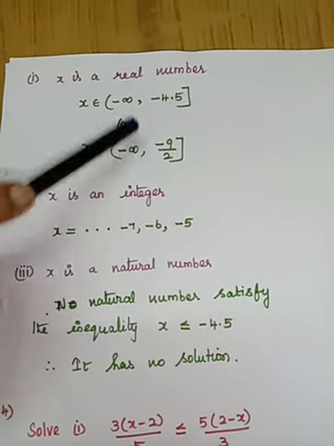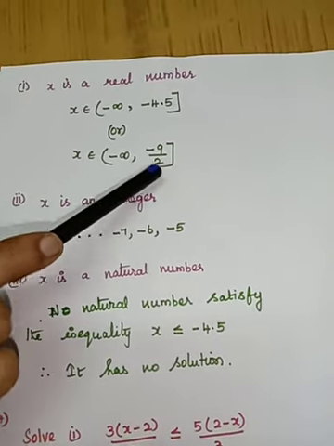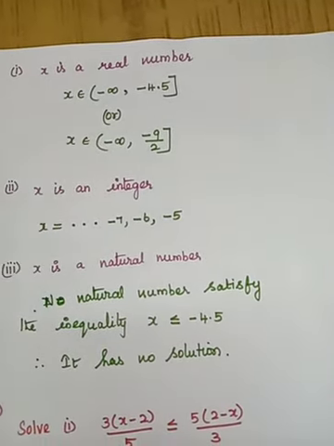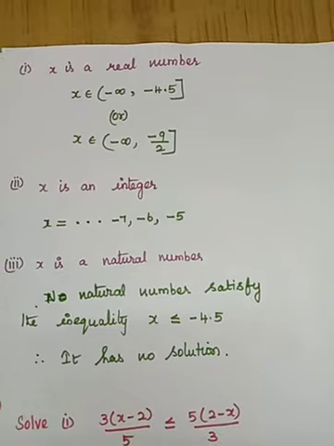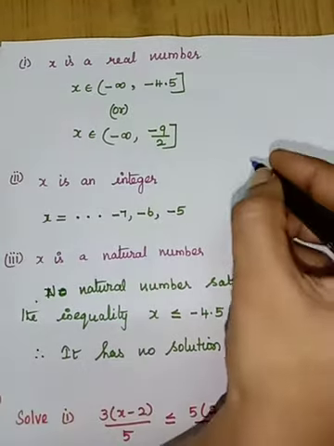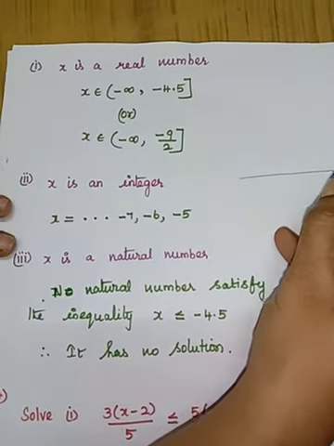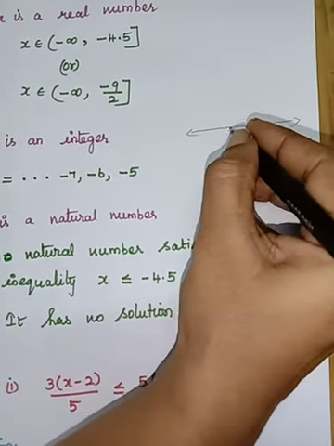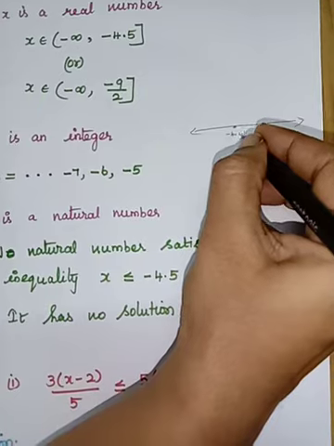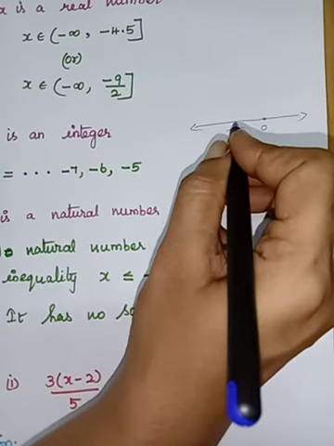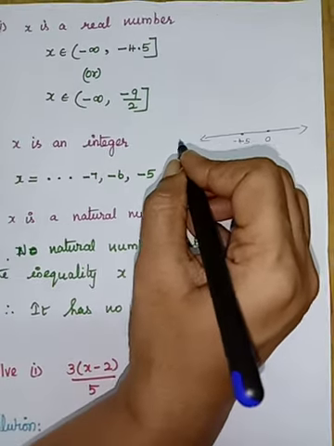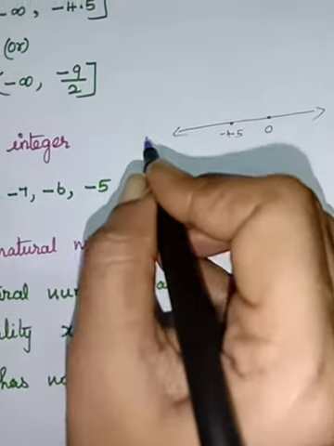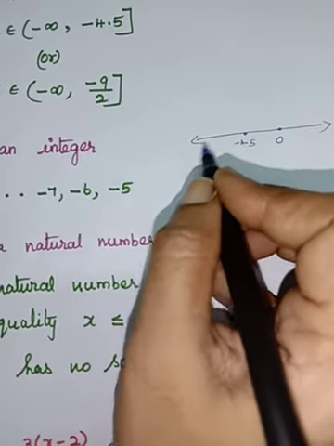This minus 4.5 I can write as minus 9 by 2. In both ways we can represent. Here x is an integer. See on the number line: this is your origin and minus 4.5 is here. The solutions are the left side values, but here you have to take only integers.